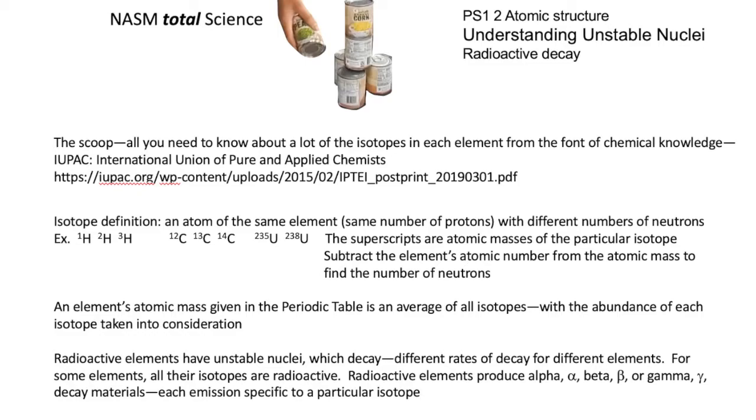Radioactive elements are going to decay with different rates of decay for different elements, called their half-life. And radioactive elements produce alpha, beta, gamma rays in their decay material, and each emission, whether it's an alpha or beta particle or a gamma ray, is specific to a particular isotope.